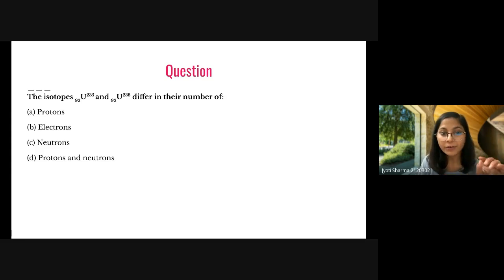If this is 235 and 238, the atomic mass is different but the atomic number is the same, which means the number of protons is the same. So what will be differing? Will it be protons, electrons, neutrons, or protons and electrons? You can tell me right now, based on the difference in atomic mass. This atomic mass is nothing but the sum of neutrons and protons, and your protons, that is the atomic number, are the same. So what is differing here? Neutrons, right?